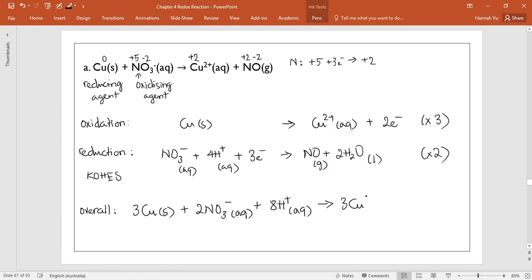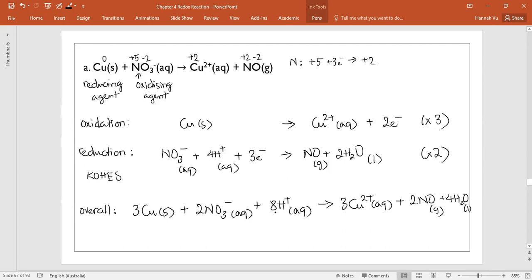So you have 3 copper 2 plus and 2 NO and 4 H2O liquid. So I like to do a last charge check before I'm finished.